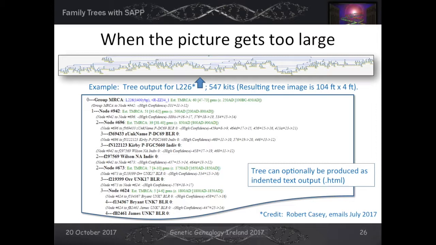So the tool has an option. You can print out the entire tree as a text file with all the same information just indented for your various nodes. If you're a visual person like me, that's harder to look at, but I'm not going to analyze 547 people through a picture either. So it's a judgment call. If you have 200 or 300 people, you can decide if you like the output in text format or in picture format, but either way, it's a lot of people to analyze.